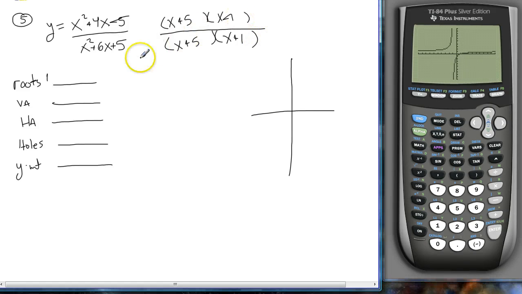This one's a little different. All right, this crosses out. That's the hole. So the hole is at x = -5. I take the -5 and plug it into whatever's left. So -5 minus 1 would be -6, -5 plus 1 is -4. Reduce it down, positive 3/2.